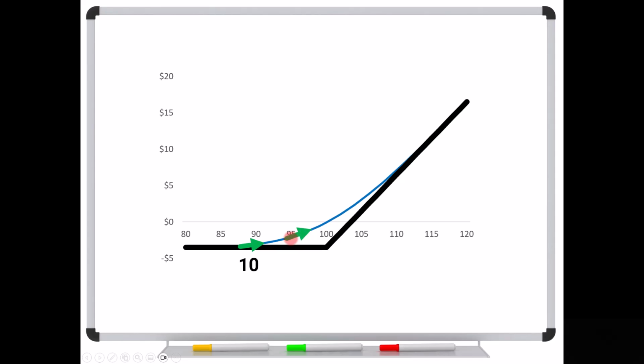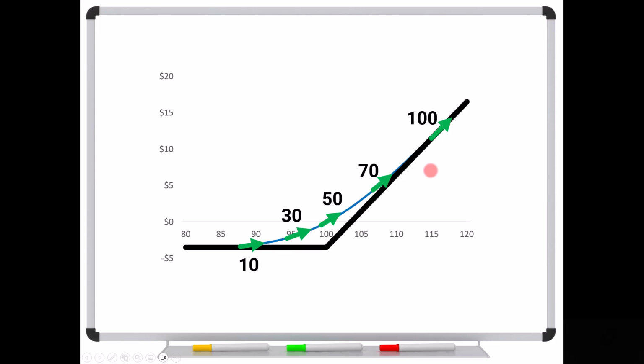Maybe up in this range, we might find that it has a delta of 30. We're starting to get a little steeper. Up here, it might be delta 50. Call option goes more in the money. It's going to be maybe delta 70. And only when it's very deep in the money, prior to expiration, will it ever reach delta 100.